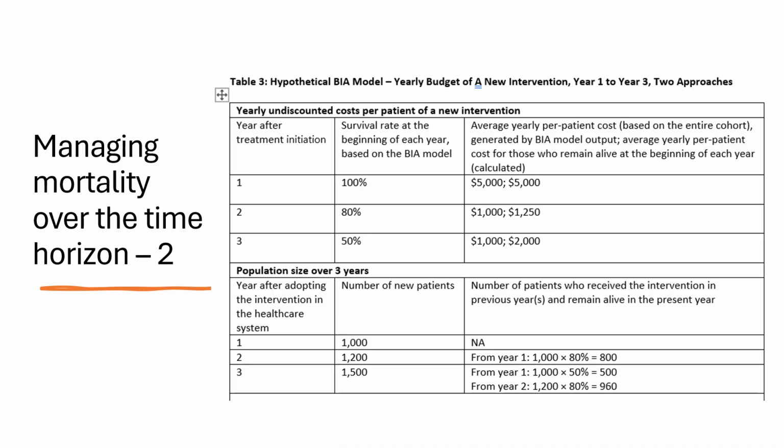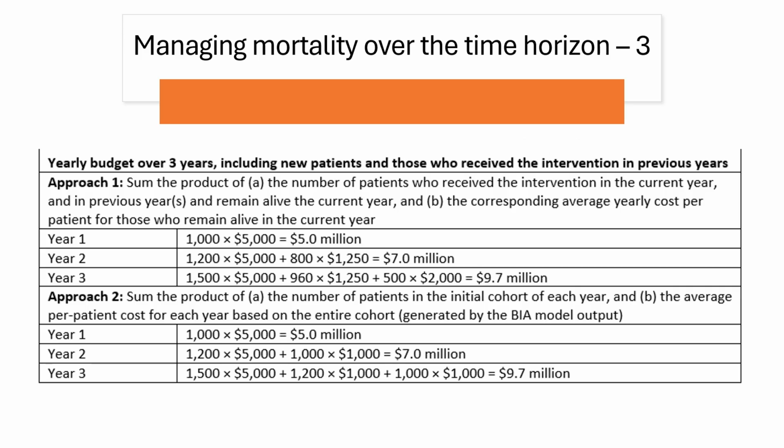We assumed that a new intervention would impact healthcare costs over a 3-year time horizon. We used two mathematically equivalent approaches to demonstrate how to calculate the budget impact using the BIA model outputs for per patient costs, survival rate, and population size. Approach 1. Sum the product of A. The number of patients who received the intervention in the current year, and in previous years and remain alive the current year, and B. The corresponding average yearly cost per patient for those who remain alive in the current year.